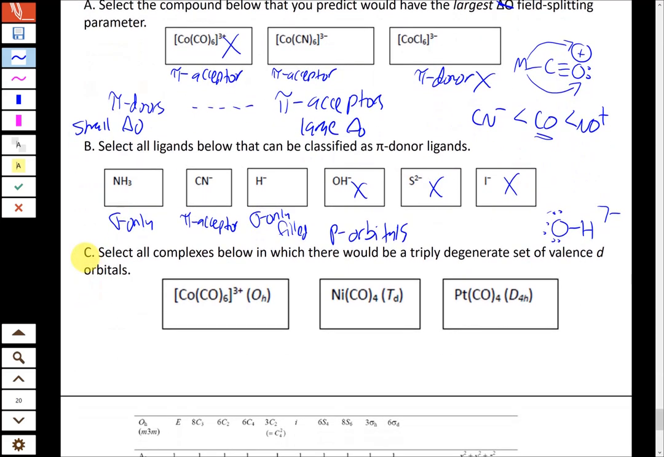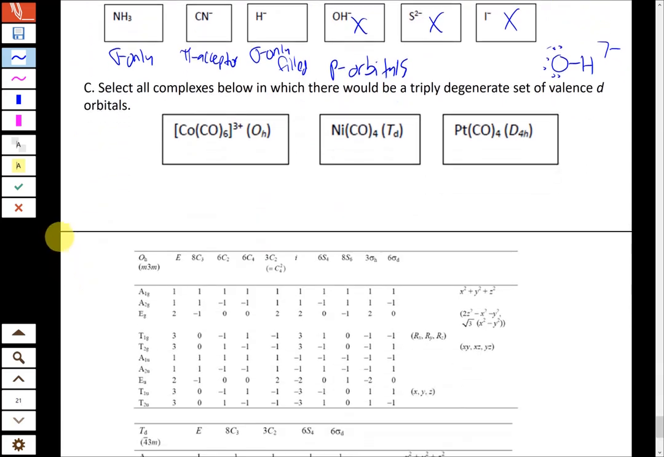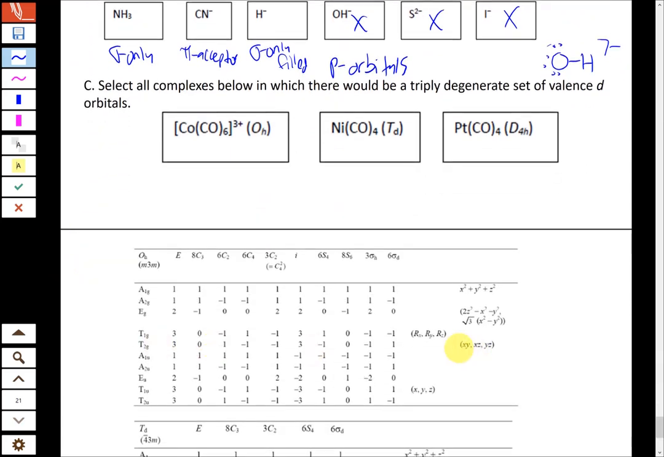And then finally, this one asks which ones of these would have a triply degenerate set of valence d orbitals. And so that's going to be a situation where, when the d orbitals split in these respective point groups, 3 of them transform together under the same representation. So I did give you the character tables, and we should remember for Oh, but if we didn't, we have the character table that the d orbitals split into T2g and Eg up here. So T2g is a triply degenerate representation, so 3 of those orbitals, xz, yz, and xy, all transform as T2g, so that will be one of them.